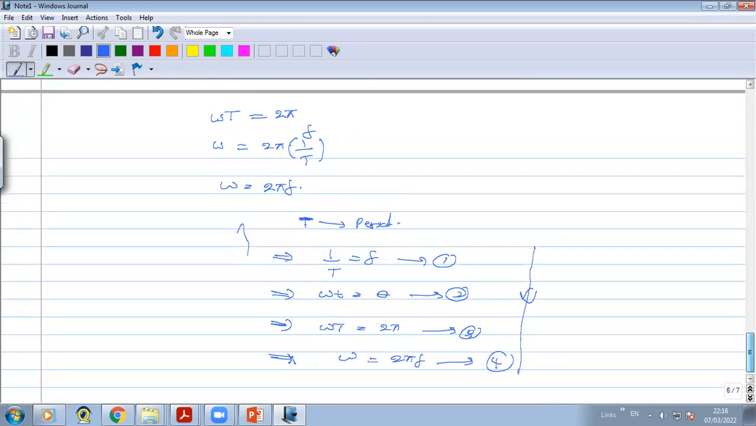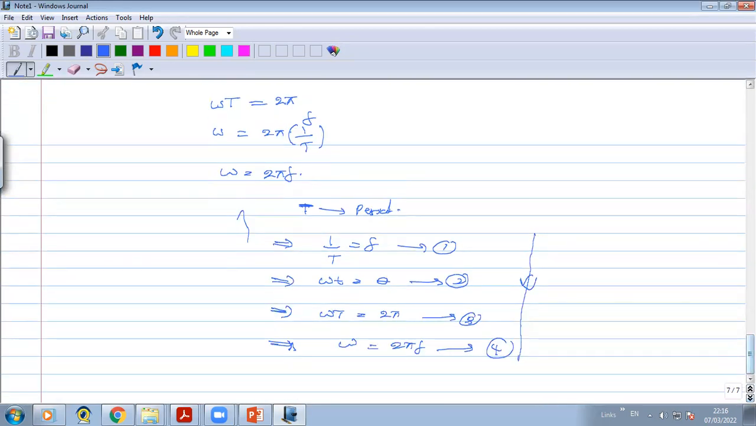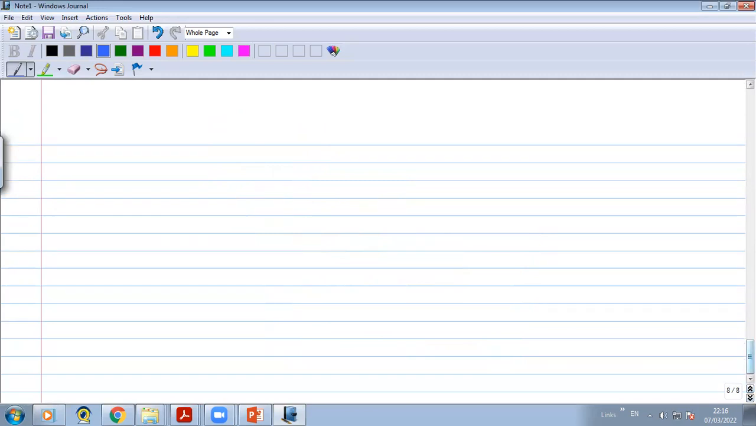So now we can define y is equal to a sine omega t, or y is equal to a sine 2 pi f t. So this omega is angular frequency or angular velocity.